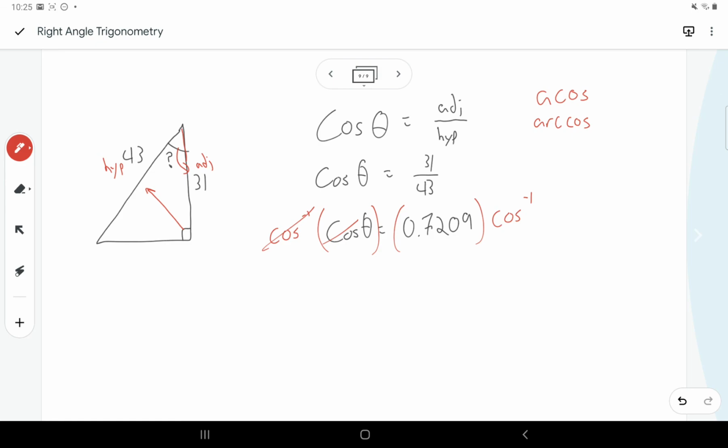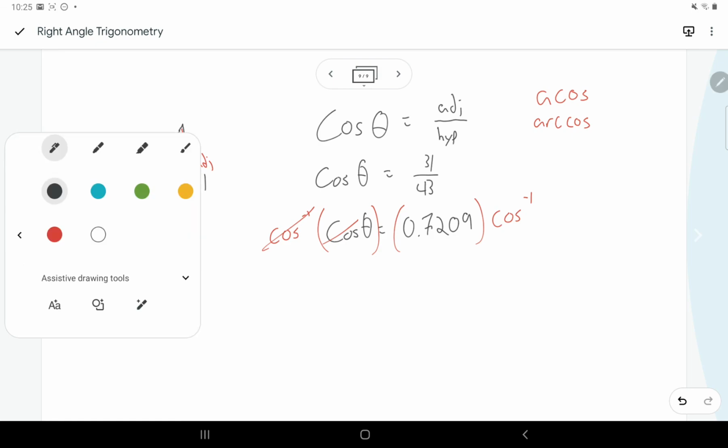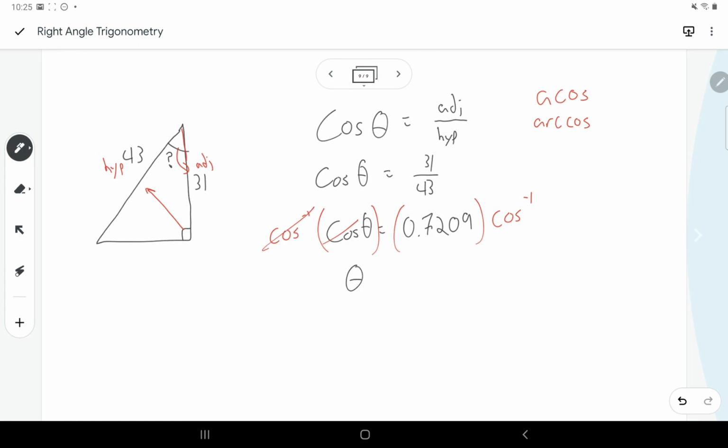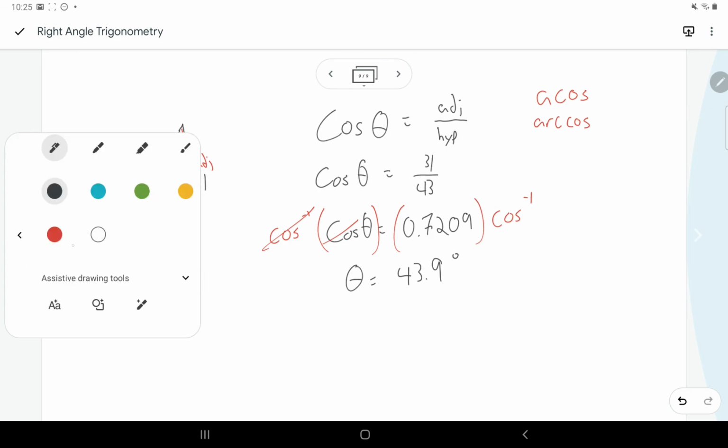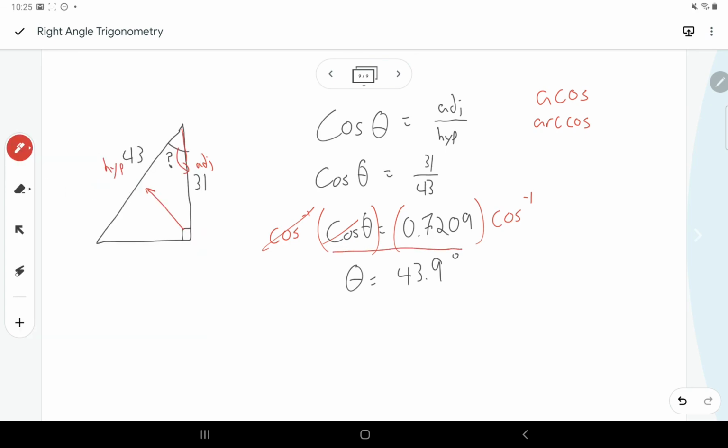Okay, so now we're going to take that value and do the inverse cosine on it. So we end up with theta equals 43.9 degrees. Okay, which is our final answer. So very similar to sine, and it will be very similar to tangent when we look at that one as well, but that's how to solve for the hypotenuse and the adjacent and the angle with cosine.